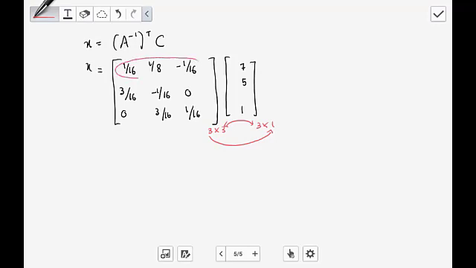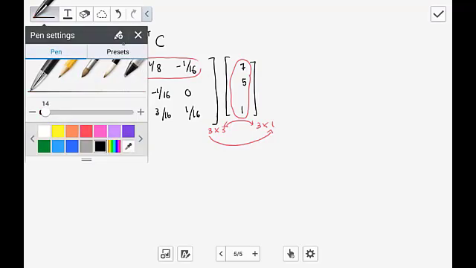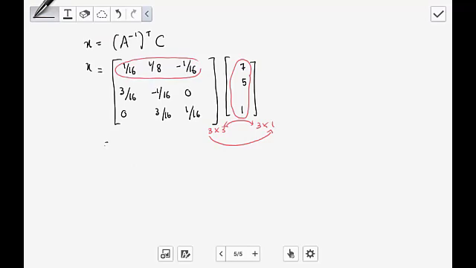So we're going to take the first row, multiply the first column. 1 over 16 times 7, plus 1 over 8 times 5, plus negative 1 over 16 times 1. Use your calculator, students, and for your first answer you will be getting 1, and 1, and also 1. Therefore x is 1, y is 1 and z is 1.